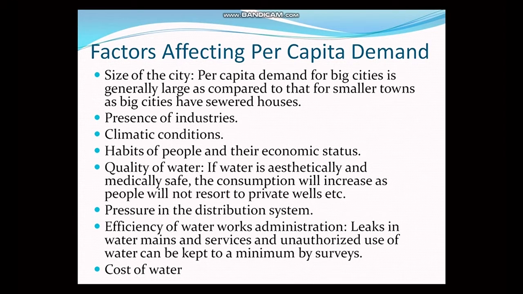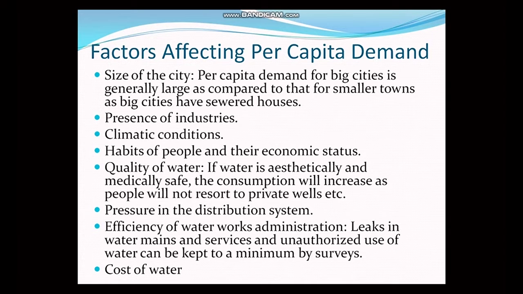Now the next factor is quality of water. If water is aesthetically and medically safe, then the consumption will increase as people will not resort to private wells. The next important factor is pressure in the distribution system. If the pressure is high in the water distribution system, that means supply of water is great, which automatically turns out to be the reason for high water demand.